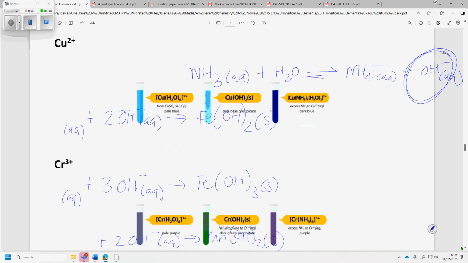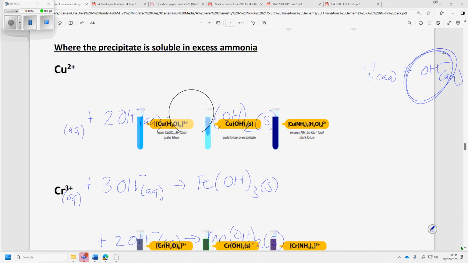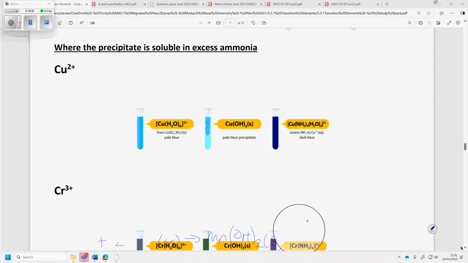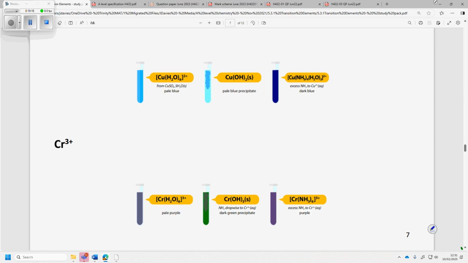However, the chromium, just like before, behaves differently. But this time, so too does the copper. The copper hydroxide precipitate, that was insoluble in excess sodium hydroxide, is soluble in excess ammonia. And the chromium 3 hydroxide precipitate, just like before, is soluble in excess ammonia. So what's going on here then?